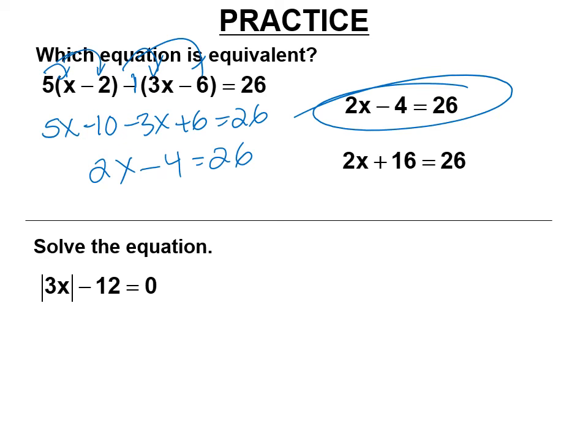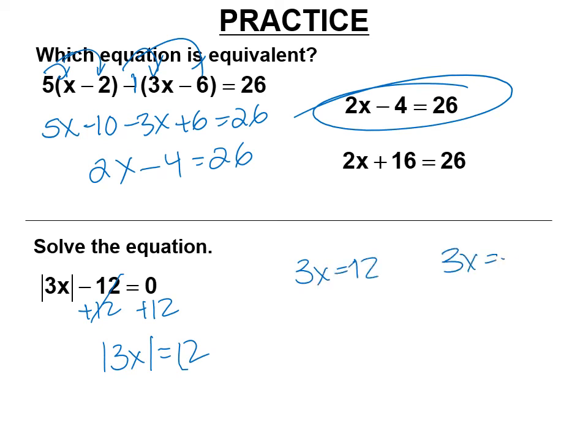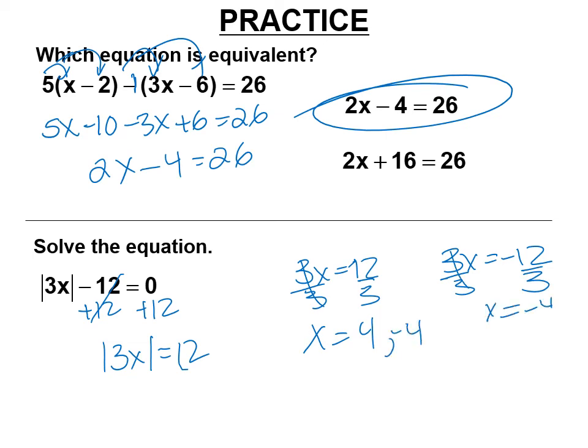All right, once again, this is not isolated yet. You got to add 12 to both sides. You get the absolute value of 3x equals 12. Now you have to solve it twice. 3x equals 12. 3x equals negative 12. Divide both sides by 3. X equals 4. Divide both sides by 3. X equals negative 4. Right? And so those are the two values that will make this true. In this case, the two values were opposites, but they're not always opposites, just sometimes.